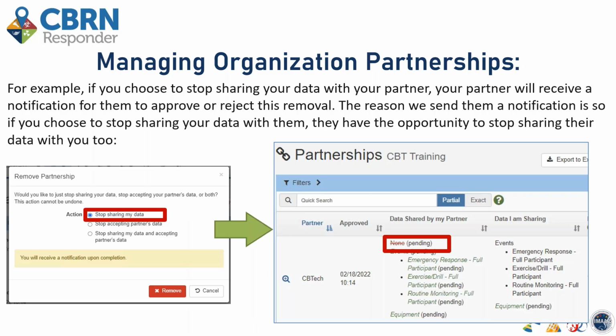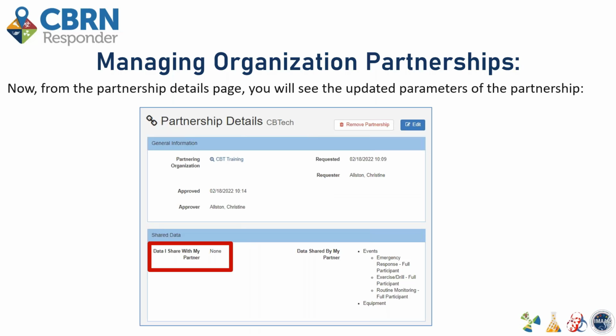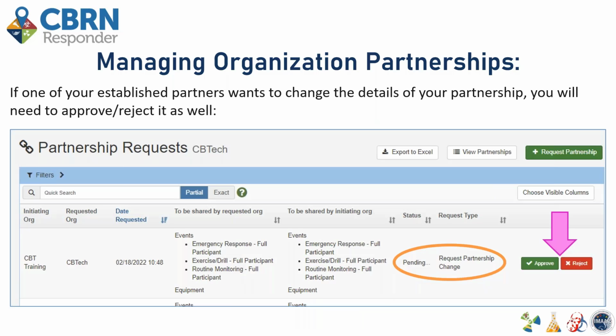For example here, if you choose to stop sharing your data, your partner will receive a notification to approve or reject this removal. The reason we send them a notification is so if you choose to stop sharing your data with them, they're aware of that, and then they have the opportunity to stop sharing their data with you too if they would like. Once that partnership change has been approved, you will see the updated parameters of the partnership from the details page. Similarly, if one of your established partners wishes to change the details of your partnership, you will need to approve or reject it as well.